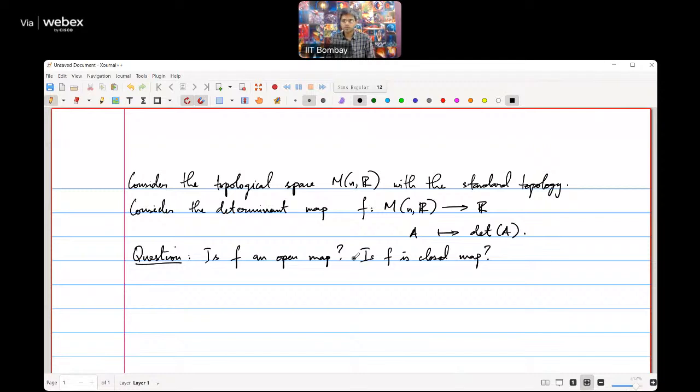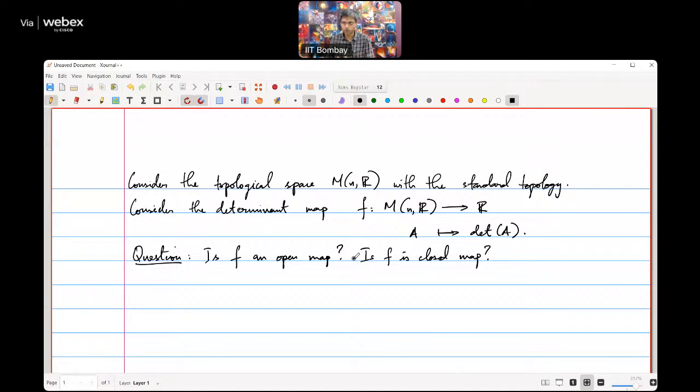This is a very nice and interesting question, because every time we learn some concept, we should try to test that concept on some of the important examples that we have. And when we look at n cross n matrices, one of the nice functions that we have on that is the determinant map, and therefore it's a very natural question. We have also seen these concepts of an open map and a closed map. So what can we say? Is this map an open map, or is this map closed?